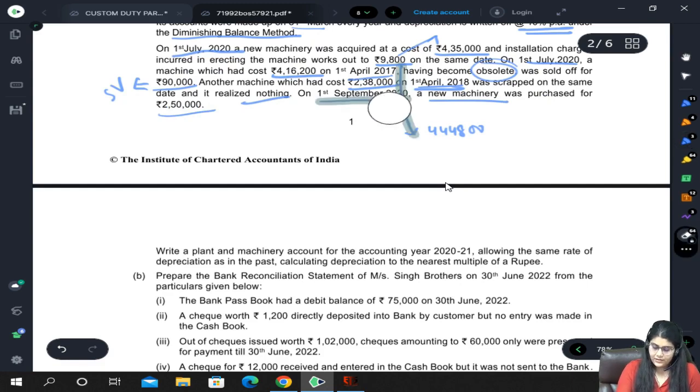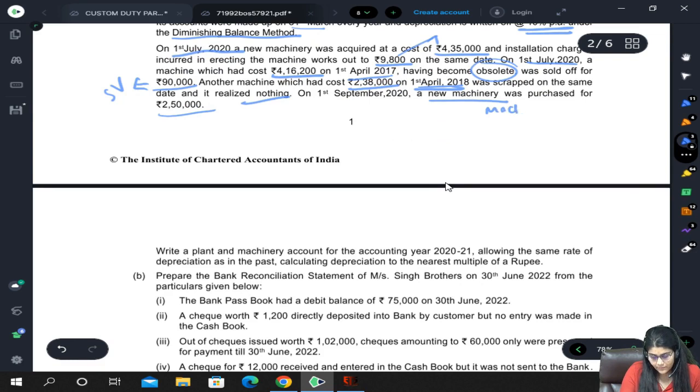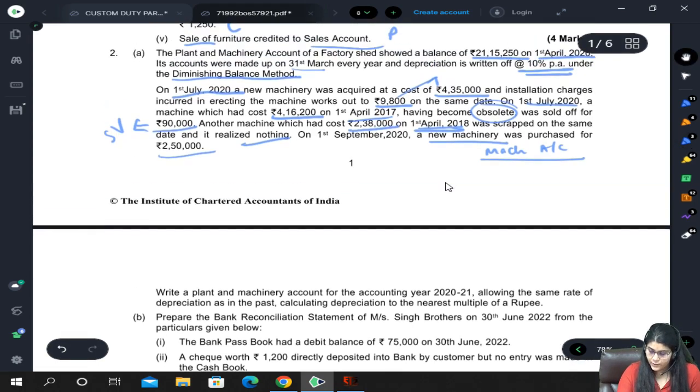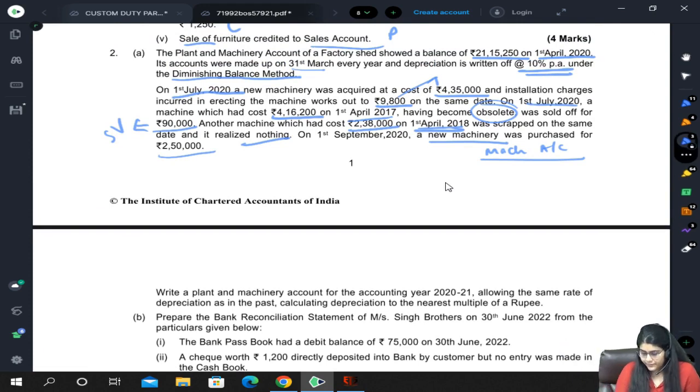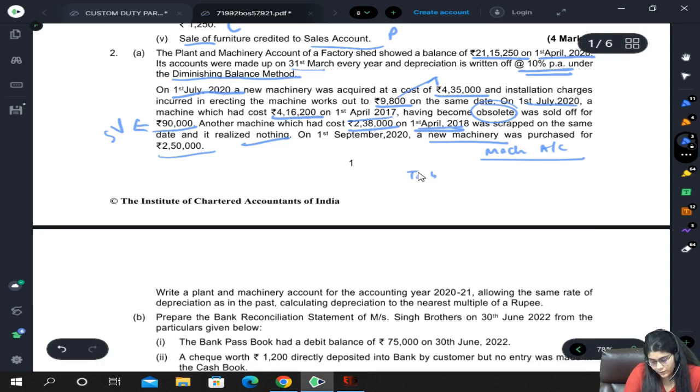So let's make a small T account over here only. We know that the opening balance is 21,15,250. So we can simply take that as to balance brought down 21,15,250.